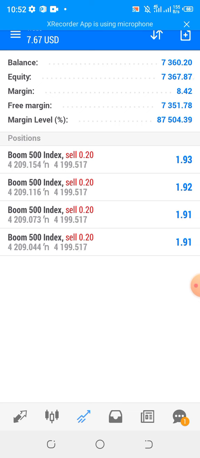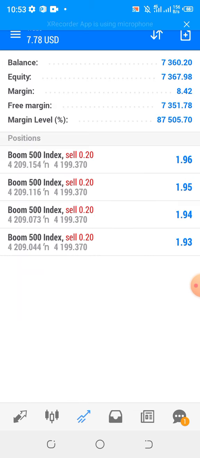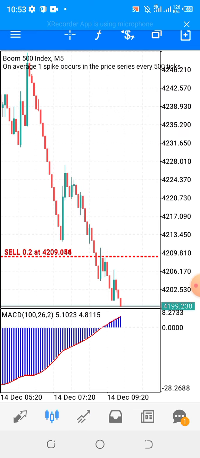Now the question is, why did I make this trade? Why am I on sell on Boom 500 index? Now I want to show you the reason why I am on sell on Boom 500 index. This is 5 minutes time frame. You understand? This is what? 5 minutes time frame.